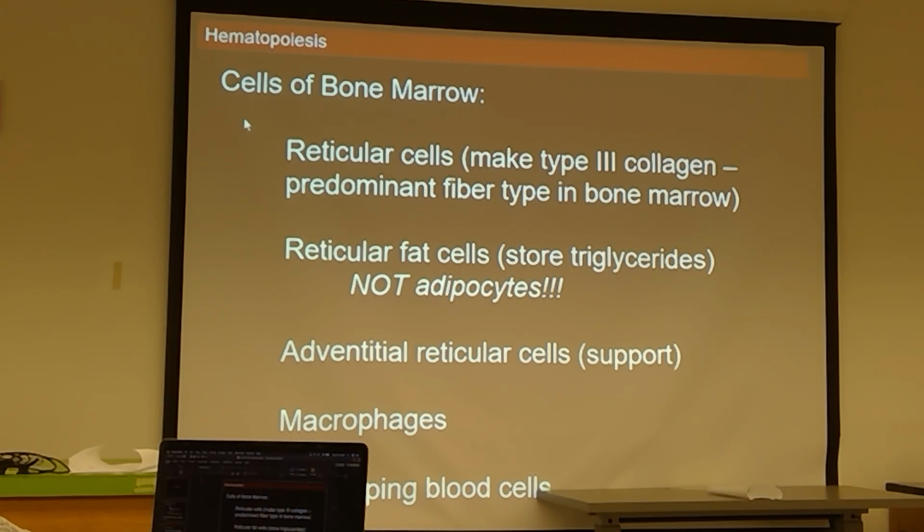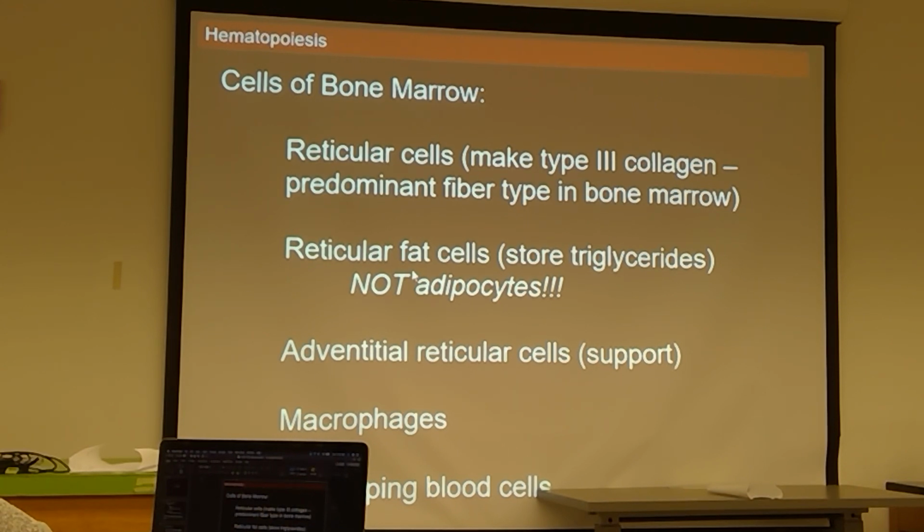And this is one of our special reticular connective tissues. So we see that there's a lot of reticular fibers in this tissue. So the reticular cells are, again, the ones that make reticular fibers. We also have reticular fat cells. So I think when we looked at bone, I mentioned, we can see fat cells in between the spongy bone within that bone marrow. We're actually learning about them now.